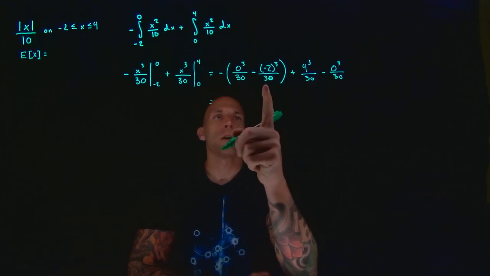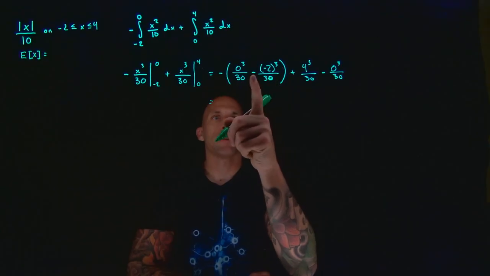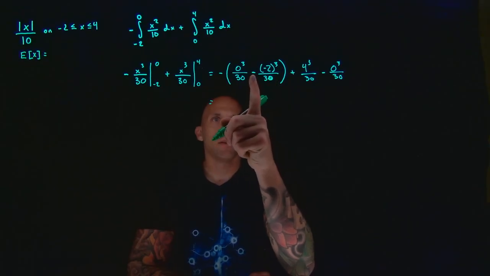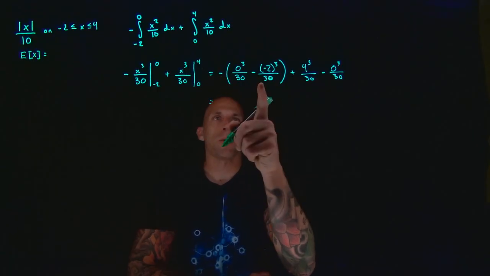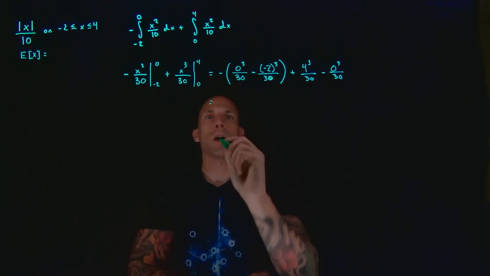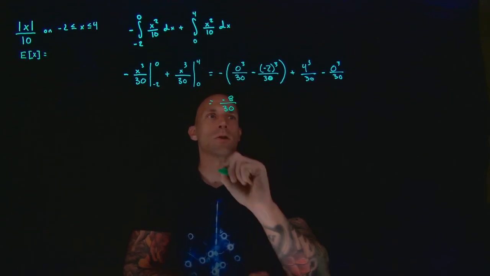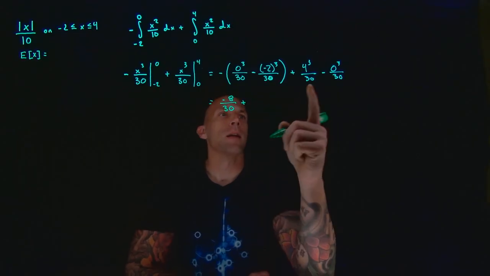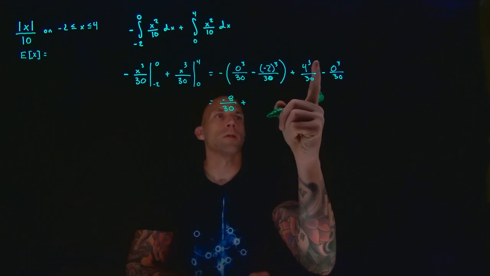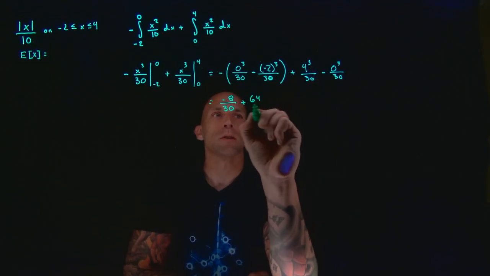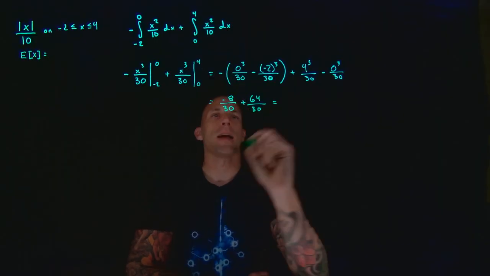So let's start here. -2 to the third is -8, times this negative is +8, then times this negative is -8. So I would say this little sign trap right here is something to watch out for. So we'll end up with -8 over 30 for the first term. And then right here, 4 to the third is 56. No, 4 to the third is 64. 64 over 30.